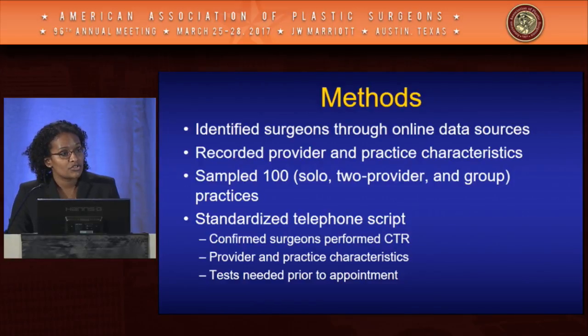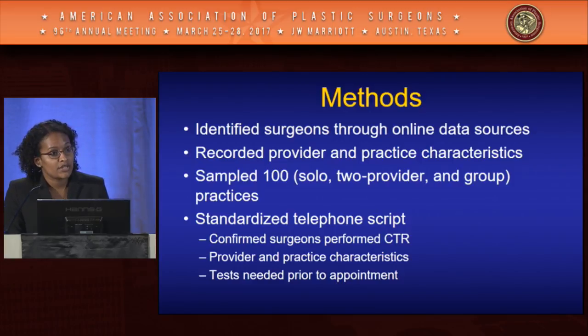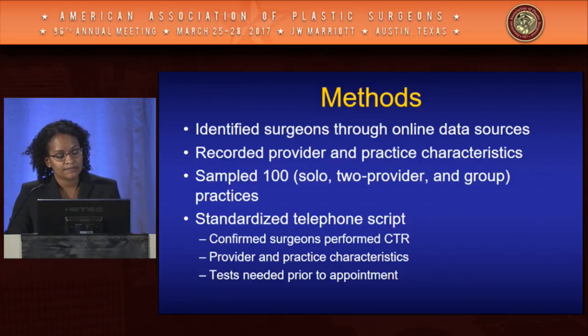We identified potential surgeons who performed carpal tunnel release in the state of Michigan through online data sources, which included the ASSH member directory, DocSpot, and Healthgrades sites, and recorded provider and practice characteristics from publicly available data, including their profiles and personal websites. Surgeons were then grouped into solo, 2-provider, and group practices based on the number of surgeons within a given practice who perform carpal tunnel release. From there, we sampled 100 practices to be contacted by phone.